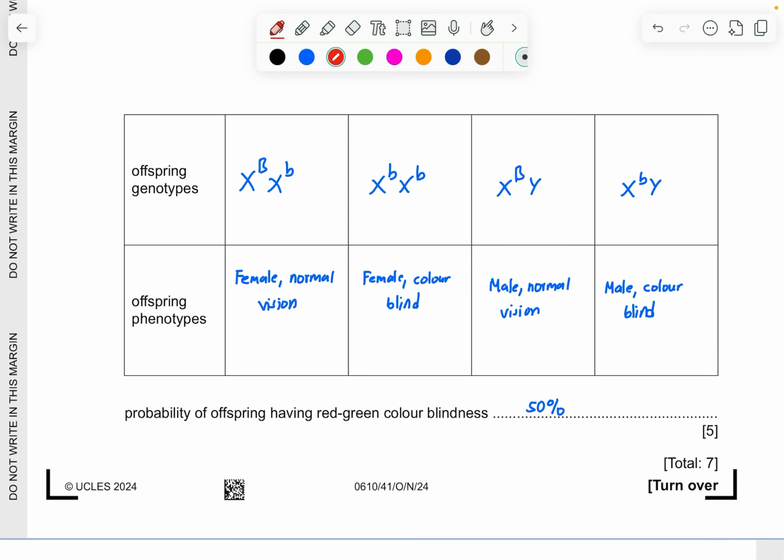They say the probability of having red-green color blindness, so you can just see based on this and this, and you know it's already 50%, or you can also put it as 0.5.